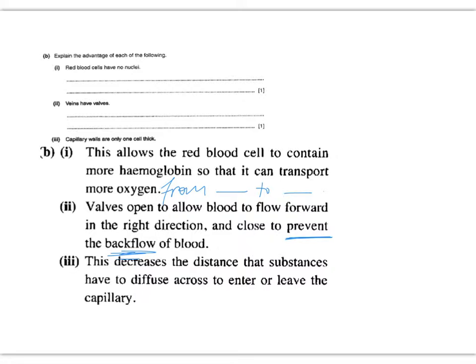Red blood cells contain more hemoglobin because they have no nuclei. That's the reason. More space for hemoglobin, so that it can bind reversibly to oxygen and transport it from the lungs to all over the body. Why veins have valves, you can talk about 2 parts: prevent backflow, and that the direction will now be in one direction. Capillary walls, why 1 cell thick, we're looking at a shorter distance for faster diffusion, and therefore exchange of materials, nutrients, and gases.